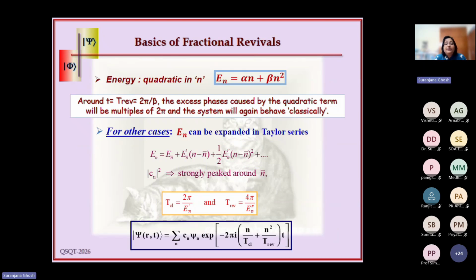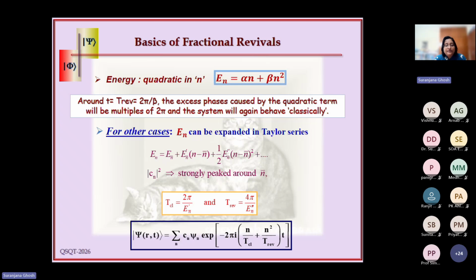Mathematically, one can write that if the energy also has a quadratic dependence, a non-linear term, then there will be some extra phase. When the time is 2 pi by beta, where beta is another constant, the initial wave packet behaves classically, and then it has only the linear dependence. For example, a vibrating diatomic molecule has the same kind of energy expression, so one can see the system dynamics.